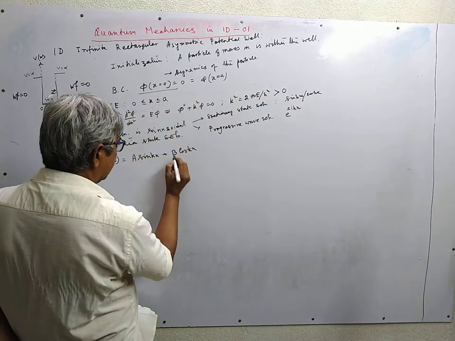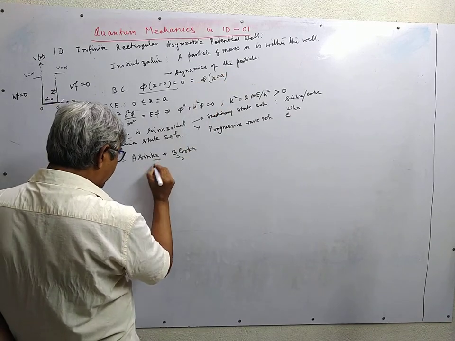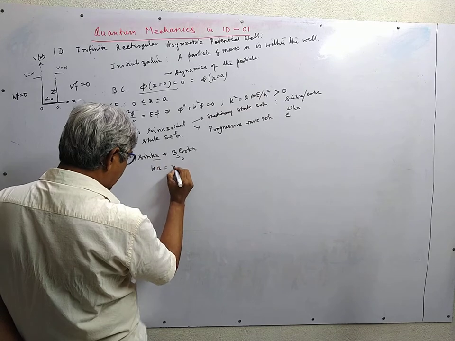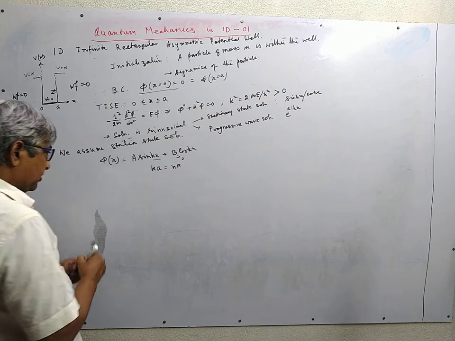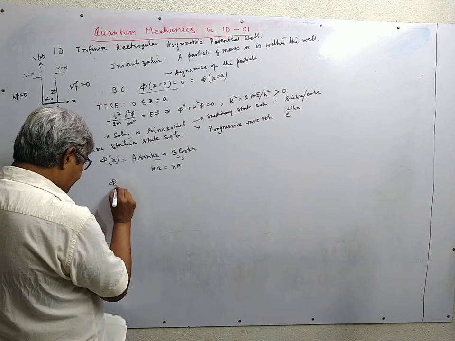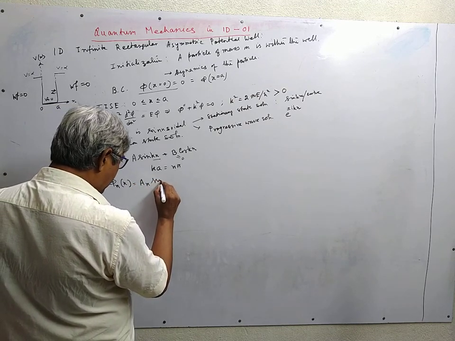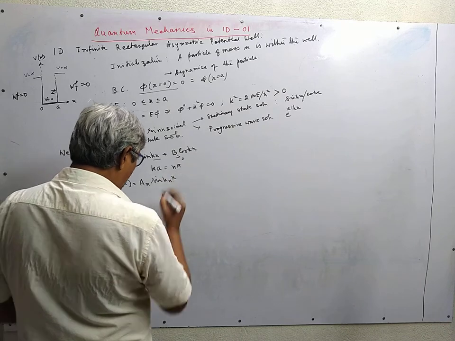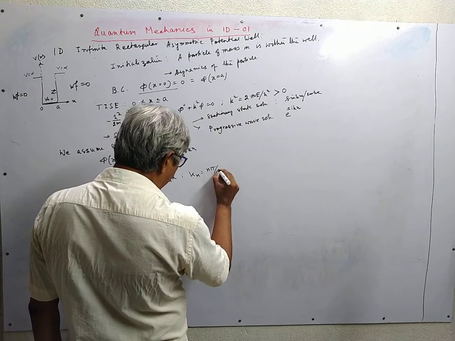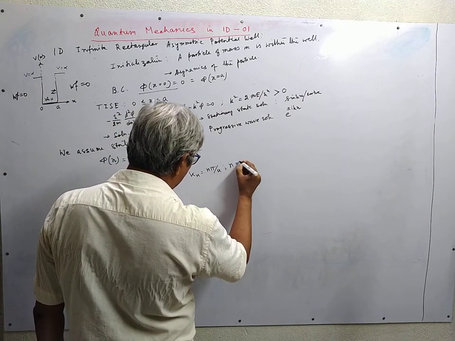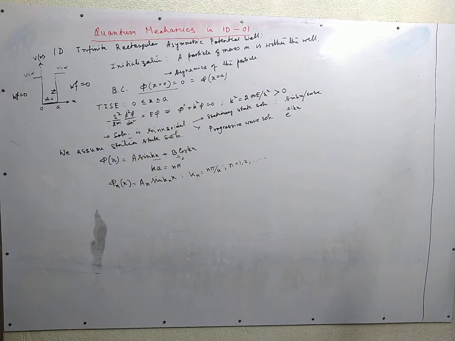This condition says B is equal to 0, and this condition leads to, for non-trivial solution, ka is equal to n pi. So the quantization comes from there. So the acceptable solution is phi n of x is equal to A n sine of k n x, where k n is equal to n pi by a, where n is equal to 1, 2, 3, etc. 0 is excluded because it leads to a trivial solution.